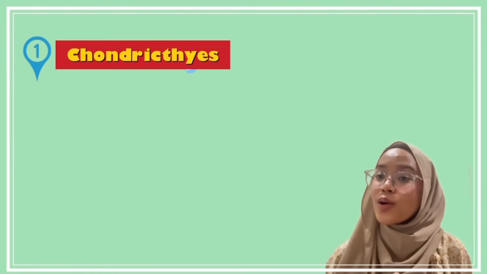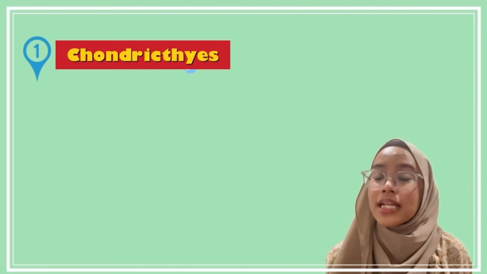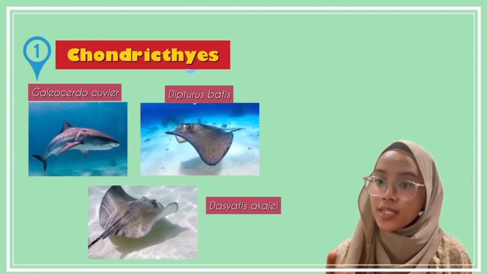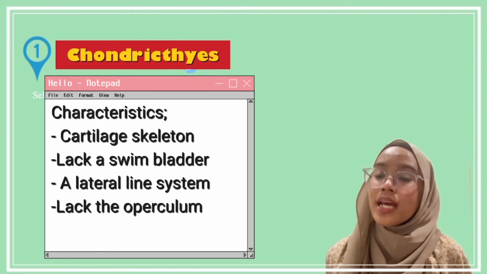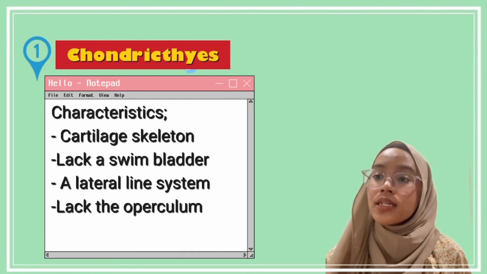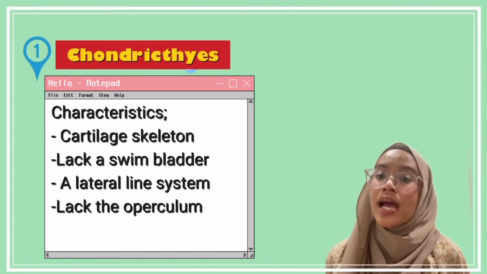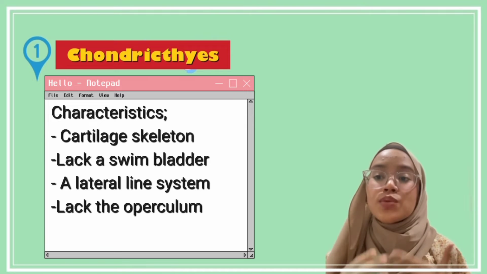First of all, we are going to talk about the Chondrichthyes. It is a cartilaginous fish which includes sharks, skates, and rays. It has a cartilage skeleton, which is a connective tissue forming the skeleton of mammalian embryos. Next, Chondrichthyes lack a swim bladder.